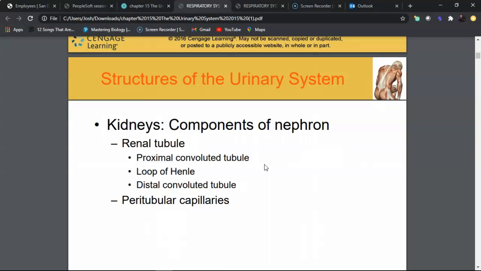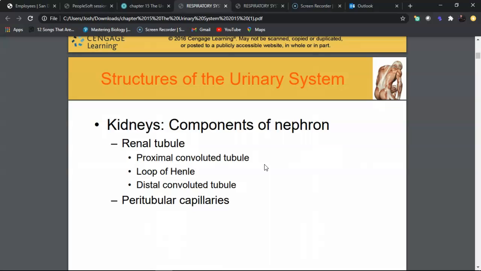And then from that point, that Bowman's capsule opens up into a renal tubular system. There are different segments of the renal tubular system, and they have different names depending on the position that they lie. This tubular system is an area where we can have secretion and reabsorption of different solutes.